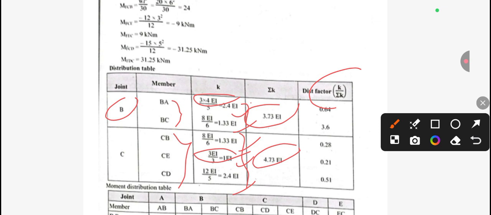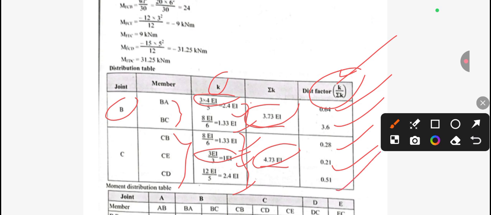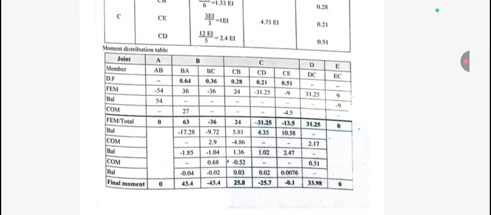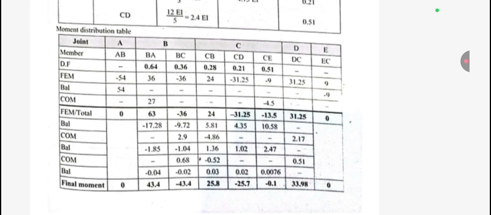Now we need to calculate the distribution factor, so for this we need to divide each k by the summation of k. So 2.4 by 3.37, we get this. 1.33 by this, we get this. 1.33 by 4.73, this one. 1 EI by 4.73, this one. 2.4 EI by 4.7, this one. So in this way we can make the distribution factor table. Now our third step, that is the moment distribution table.